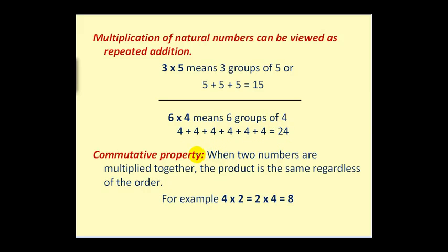The second idea is the commutative property. When two numbers are multiplied together, the product is the same regardless of the order. So for example, 4 times 2 is equal to 2 times 4, which is equal to 8.